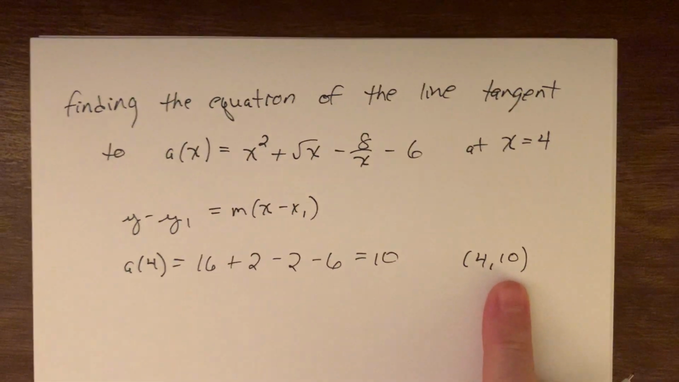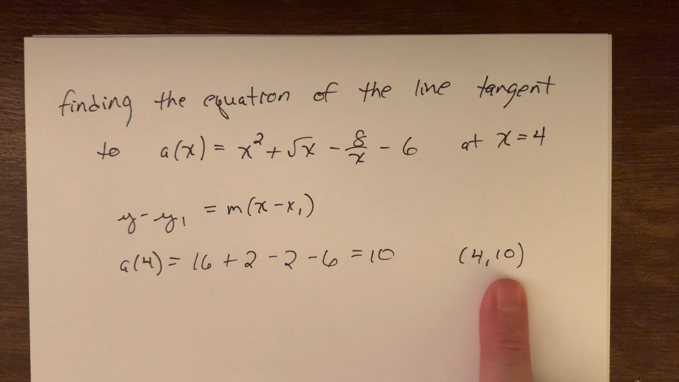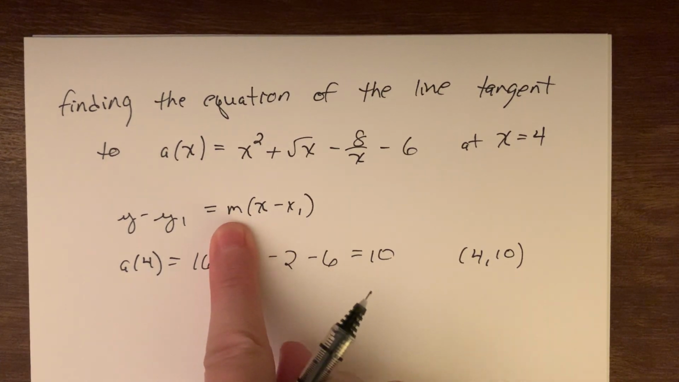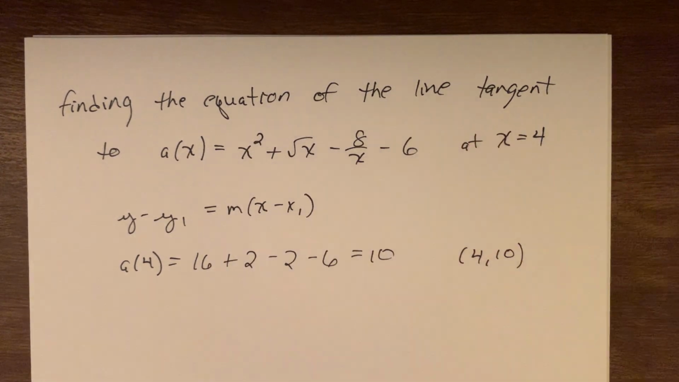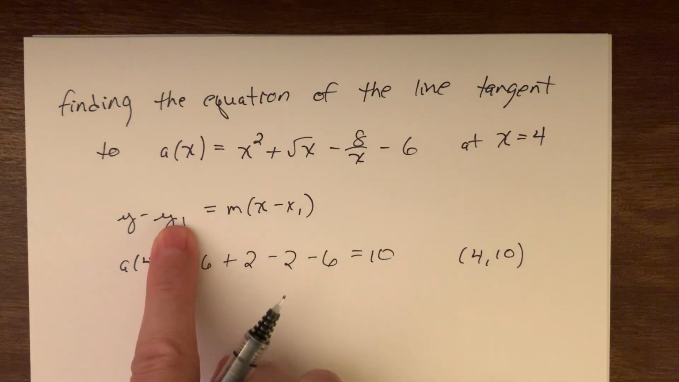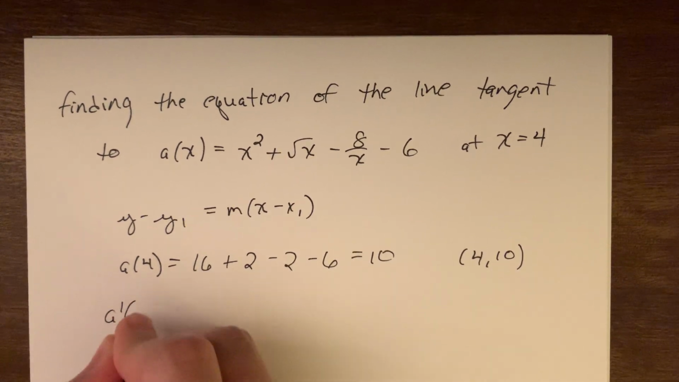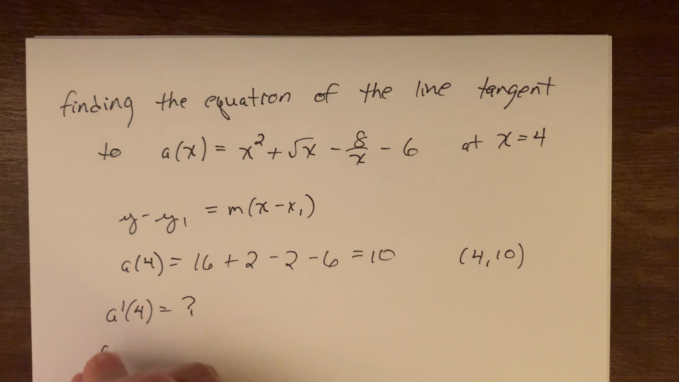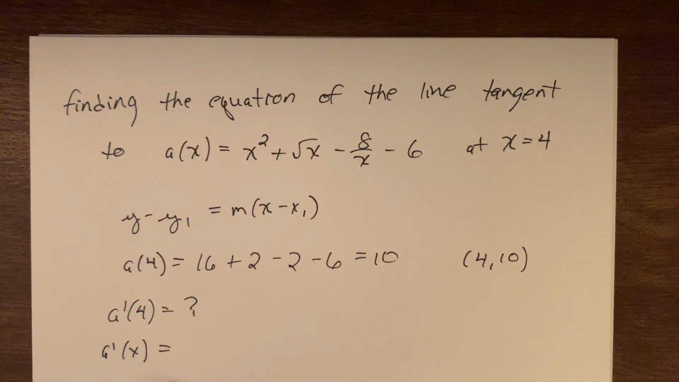Some people like to make that extra note. The xy pair is 4, 10. But next, I need the slope. Specifically, the slope of the tangent line, that's the derivative. So a of 4 gave me the y, I was missing that, and a prime of 4. But before I can get a prime of 4, I'm going to start off with a prime of x.